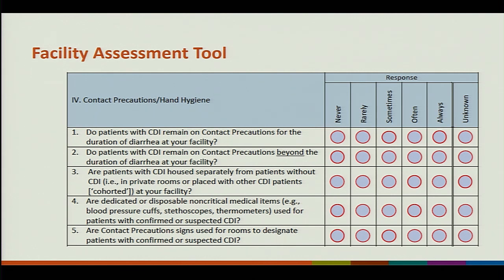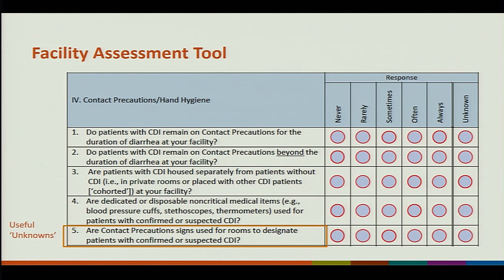And then another example is within our contact precautions domain of the CDI facility assessment tool. This is a really great example of how the unknown responses can be really helpful. So for some surveys or assessments, you might get a lot of unknowns back and kind of discount them. You might think they're not as valuable. But this is actually a great example of, for a lot of our questions, the unknowns can be really helpful. We do get a lot of unknowns, but we can use those to help identify gaps.